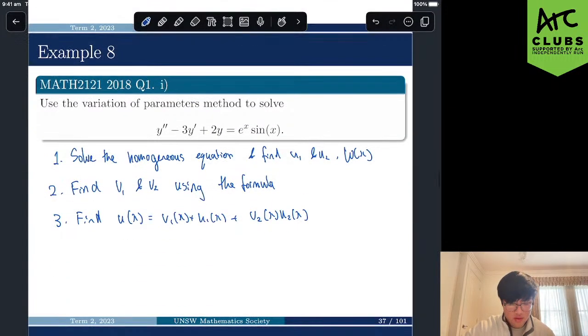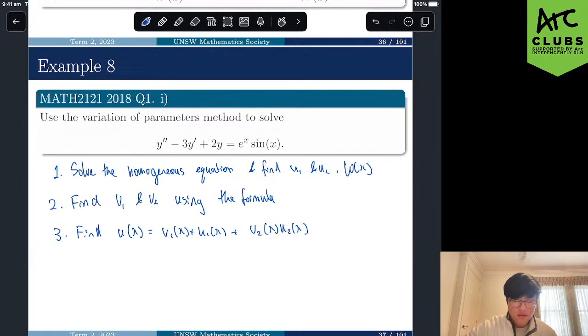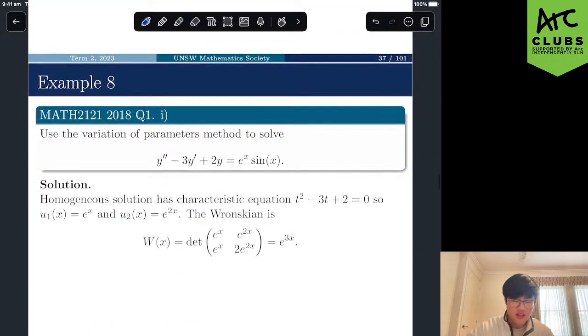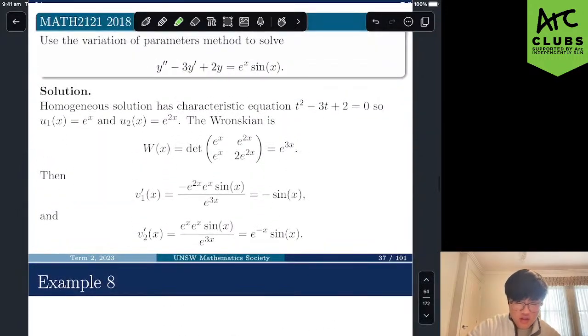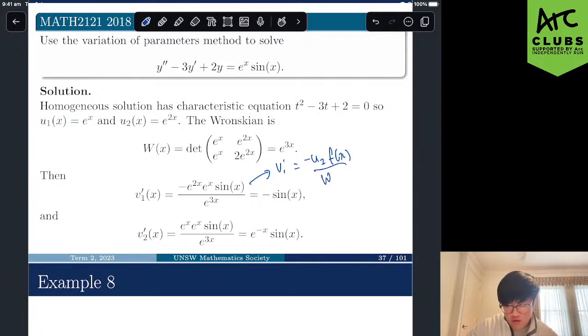All right, so let's dive into this. For this here, the first step, as we said, is to solve the homogeneous equation. We get u1 and u2 to be e to the x and e to the 2x, and the Wronskian is e to the 3x. The next thing is straight from the formula, the formula that we saw earlier: v1 dash is equal to minus u2 f of x over the Wronskian.